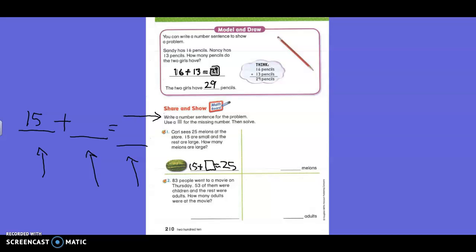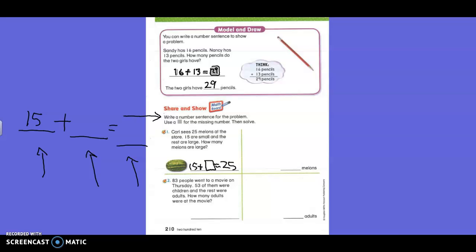Okay? So here we go. Now we can use this space over here to work out the answer. So you could subtract to find the answer. But some of you may not know how to subtract two-digit numbers yet. So probably drawing a picture is the best. But that means you're going to have to draw lots of objects. We're going to call them melons, so we're just going to draw circles for melons.